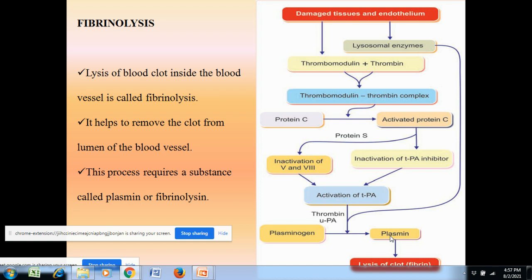So this plasmin will be involved in the lysis of the clot. I hope you understand what we mean by lysis of the clot. It disintegrates and breaks down the clot, degrades it completely and sends it into the blood vessel. So the clot will be removed and disintegrated from the blood vessel. Did you understand? Yes or no?